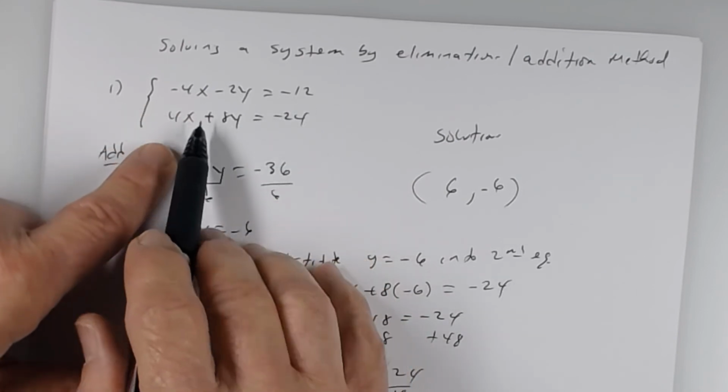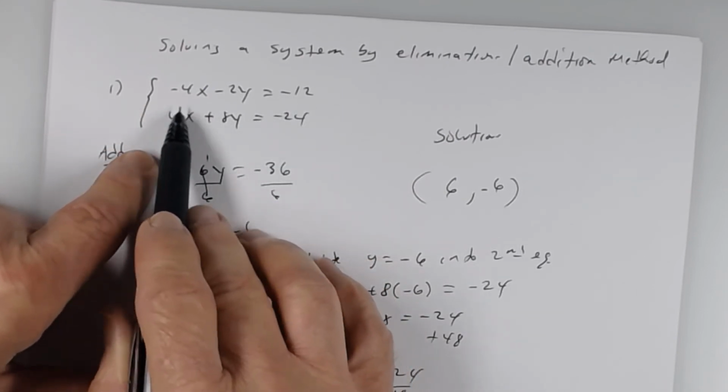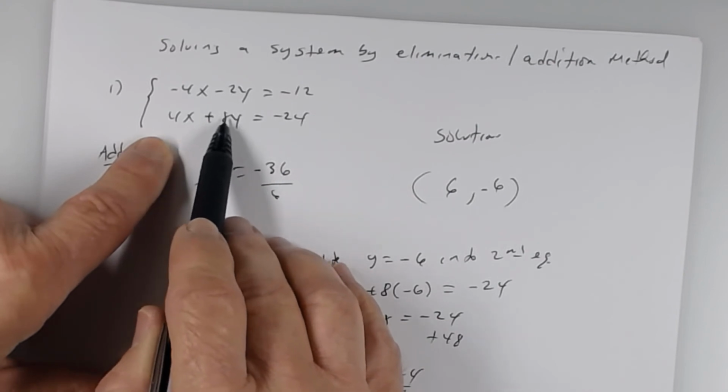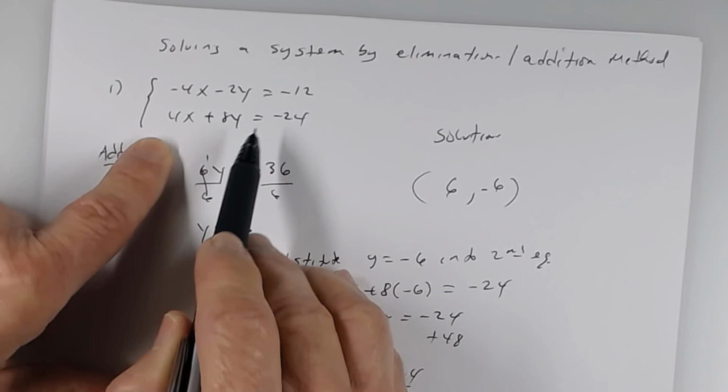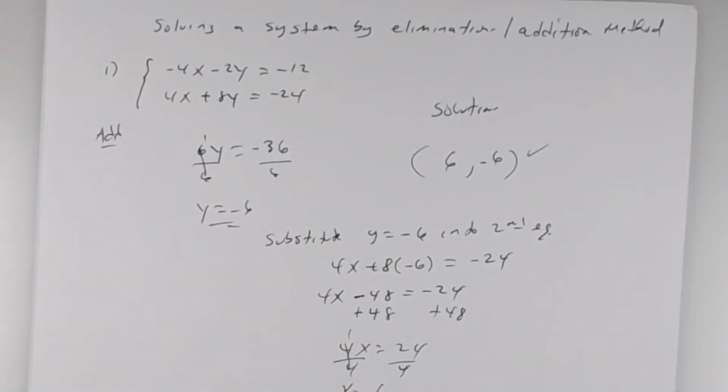I've got to check the other one. What's 4 times 6? 24. What's 8 times a negative 6? What's 24 and a negative 48? Negative 24. So that's correct.